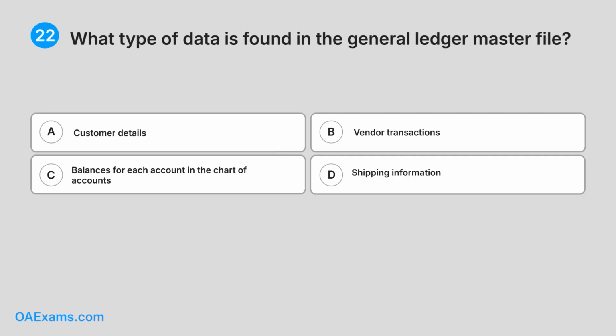22. What type of data is found in the General Ledger Master File? A. Customer details. B. Vendor transactions. C. Balances for each account in the chart of accounts. D. Shipping information. Can you guess the answer?